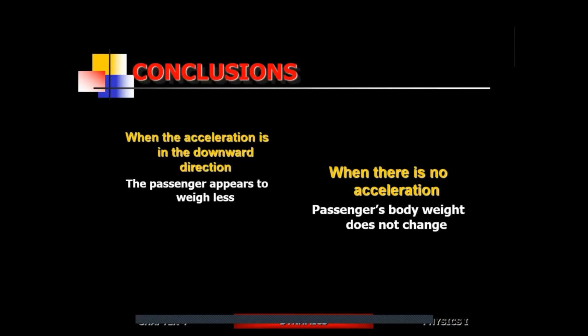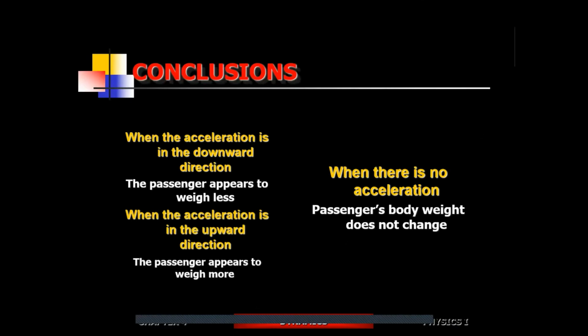Also, the scale is going to be sensitive to the acceleration. Take a scale into an elevator and stand on top of it. If the elevator is accelerating in the downward direction, you will appear to weigh less. If the elevator is accelerating in the upward direction, you will appear to weigh more. And if there's no acceleration, there's no change in weight. So when the acceleration is in the downward direction, you will feel lighter. In the upward direction, you will feel heavier. When there's no acceleration, there's no change in weight.